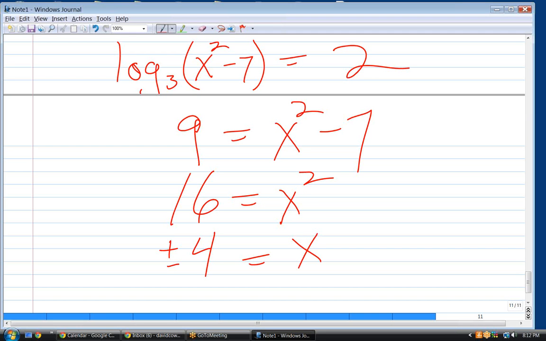Now, we got two answers, and that's fine, and neither one of them violate a domain. Notice that even if I use minus 4 in here, I'm squaring it, so it becomes 16 minus 7, taking the log of 9. And if I use plus 4, it still becomes 9 in the argument. So both answers work here.